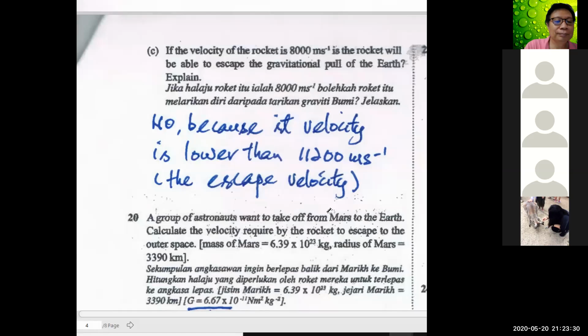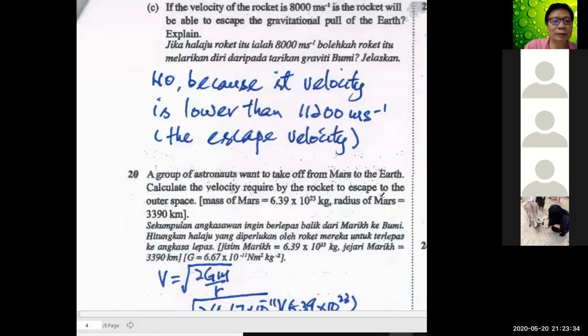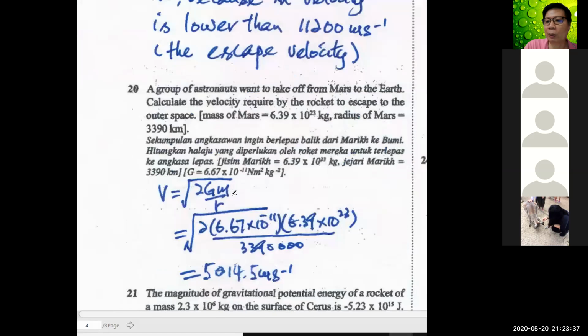Can you understand? Okay, question 20. Also escape velocity, they ask you to calculate. So straight away take the formula, square root of 2GM over r. Take all the values inside, the constant G put inside. The mass, here the mass of Mars. If you want to escape from Mars, the planet, you must take the mass of Mars here, and then take the radius, the distance, 3390 kilometer. Remember to change to meter, multiply by 10^3, and then the rest is up to you. Press your calculator carefully so that you come up with this answer.